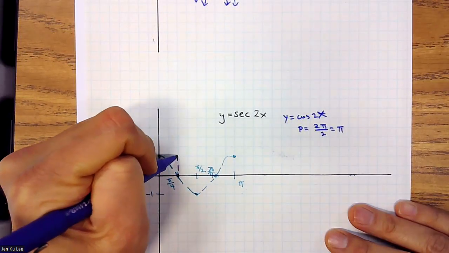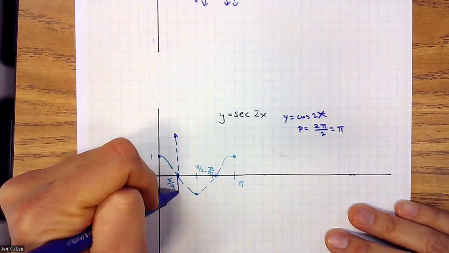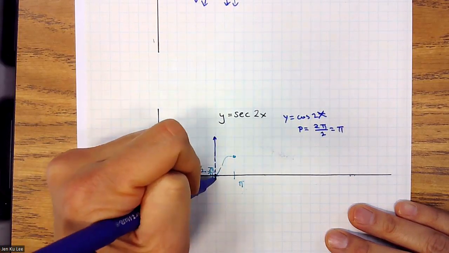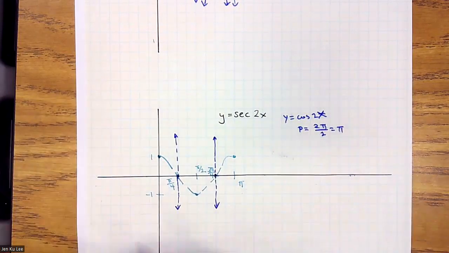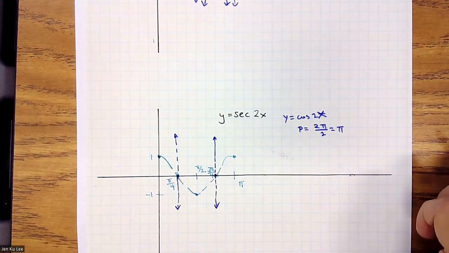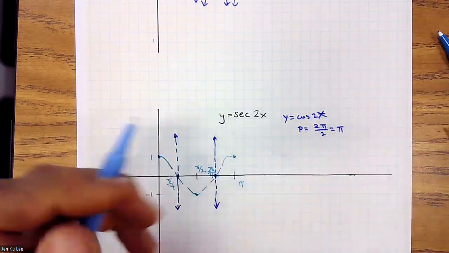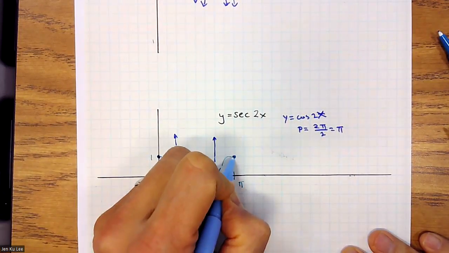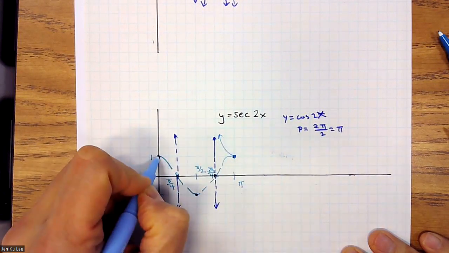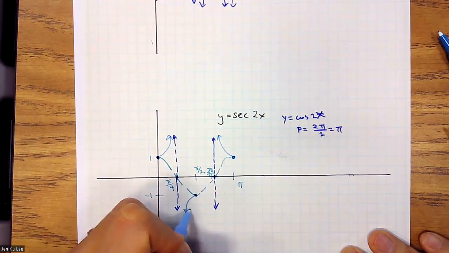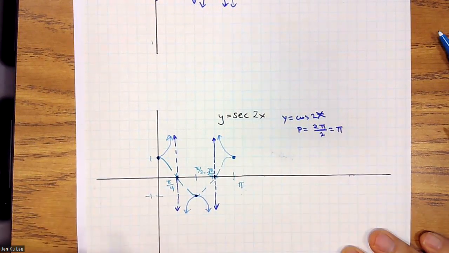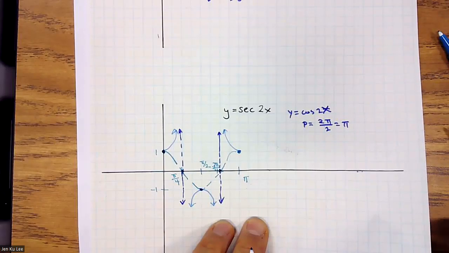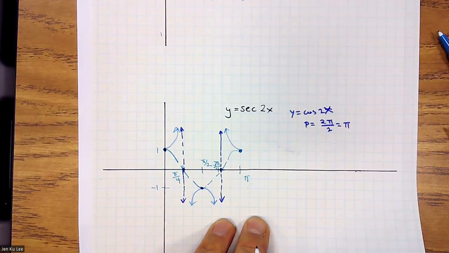And then from here, my midline, or where cosine equals 0, right? There's my vertical asymptote. And then from the 1 or -1, I'm going to go towards my vertical asymptote. Away from the cosine function, going towards my vertical asymptote. Okay? So that's y equals secant of 2x.